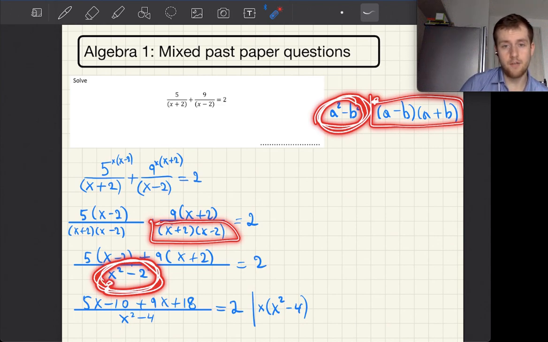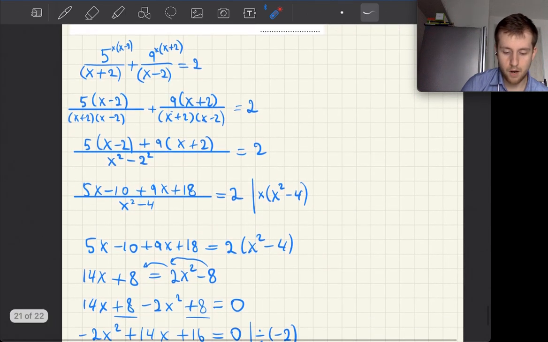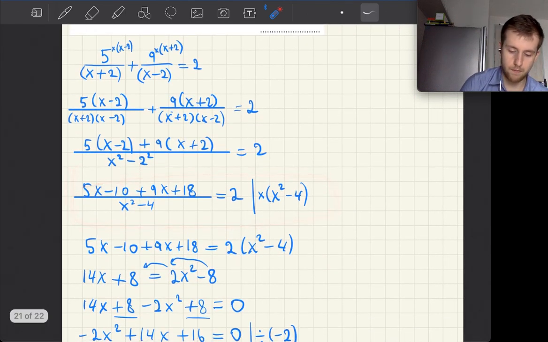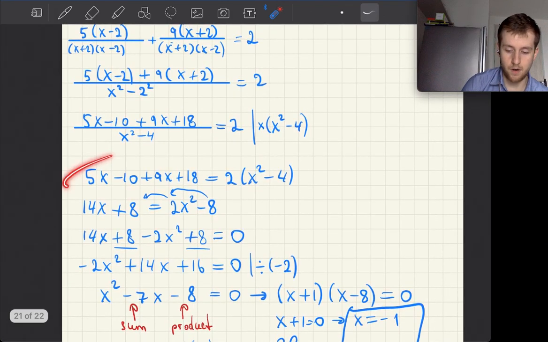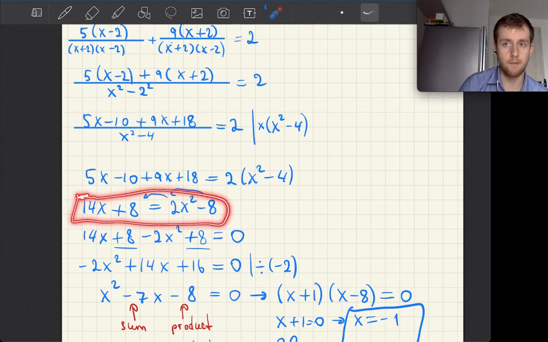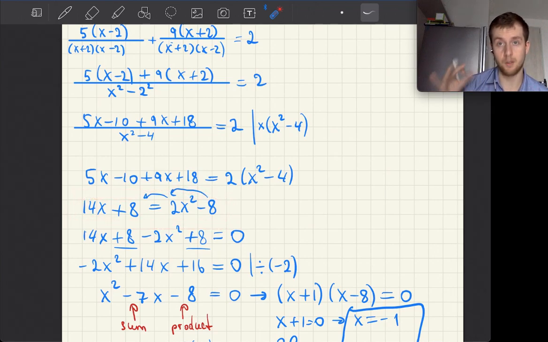So here we have a squared minus b squared, so here we have x squared minus 2 squared, like this. And finally we just simplify. Here we simplify everything, and then we finally get rid of the denominator by taking it to the other side. The rest is, again, simplify here, then take everything to one side. Again, everything has to be on one side if it's a quadratic equation. That's the way to go.